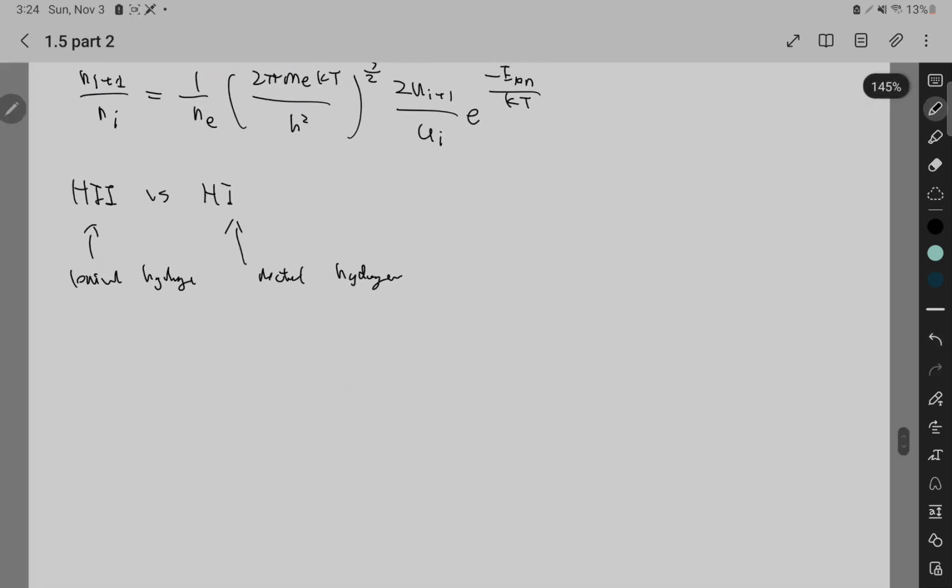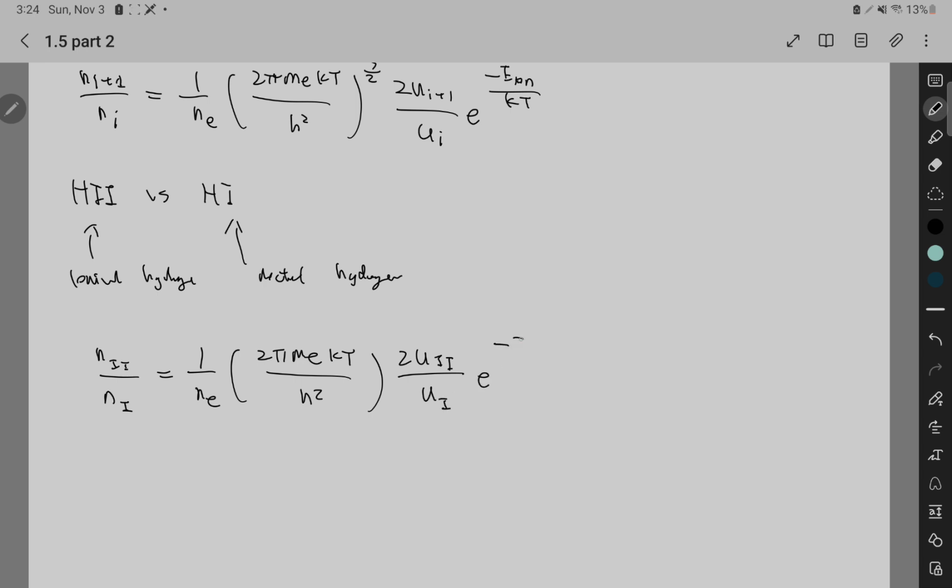So let's write our Saha equation of these two. Well, you'll have N2, let's call it 2, over N1. This is going to be equal to 1 over N_e, the entire thing here, right? And then 2 times our partition function for the ionized hydrogen, U_II, over U_I, and then e to the power of negative E_ion over kT. And like we talked about, what do we also know?